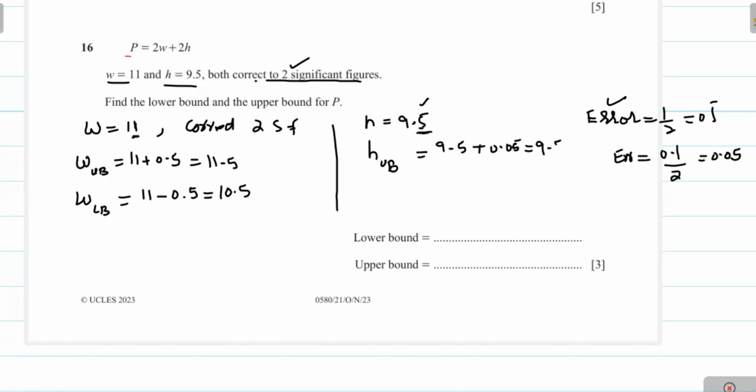Now we have to find the upper bound value of P, that will be equal to 2 into W upper bound value plus 2 into H upper bound value.